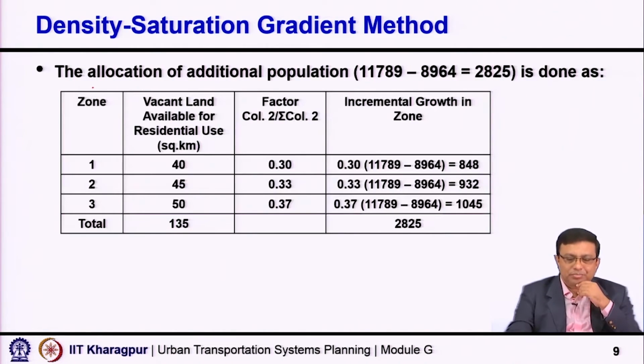And then we know how much is the vacant land in each zone. So, total vacant land is 135 square kilometer, which was used also earlier, and then we say what is the proportion of vacant land available in different zones. It is only like 40 by 135, 45 by 135, 50 by 135, that is how these 3 values are calculated, and then how much it will accommodate.